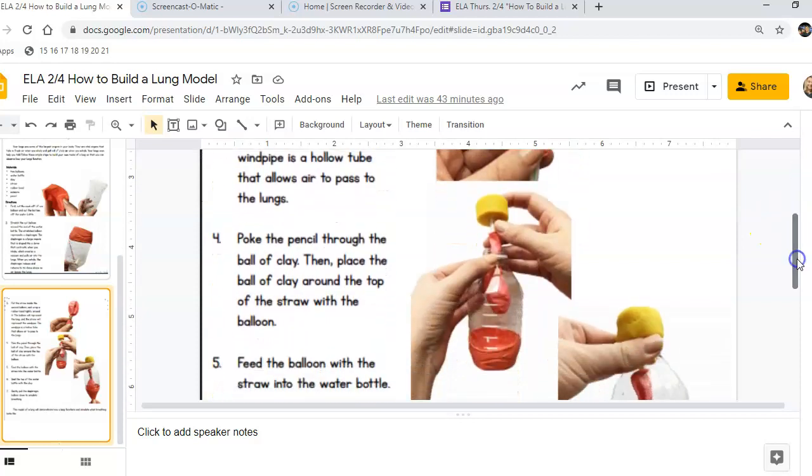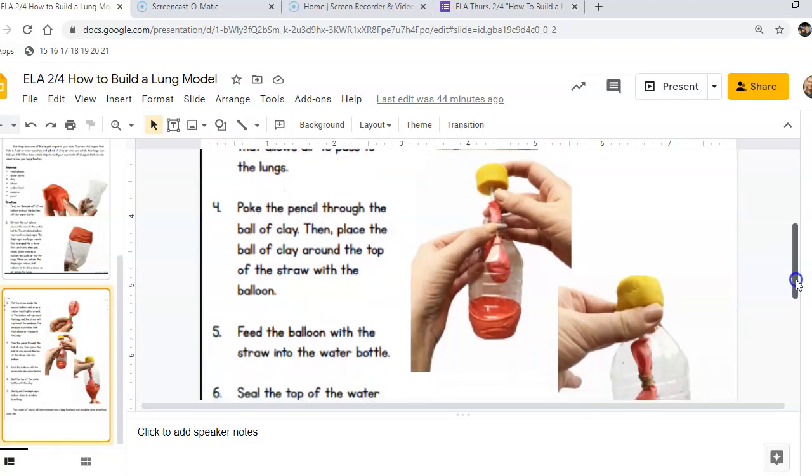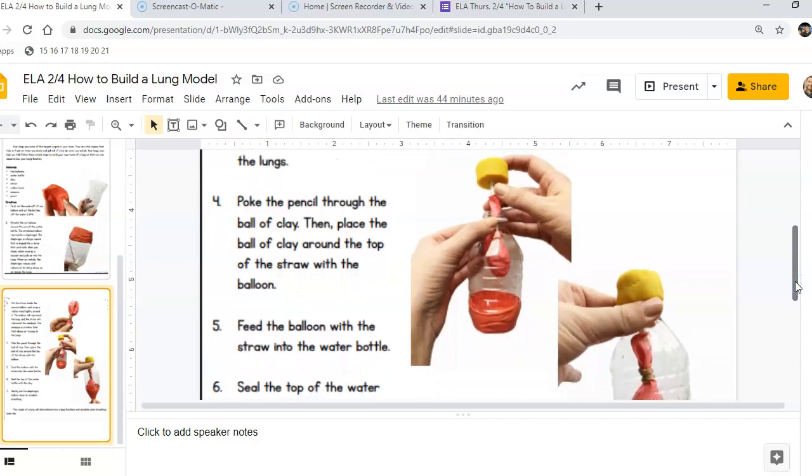Step 4. Poke the pencil through the ball of clay. So you can see that happening right there. Then place the ball of clay around the top of the straw with the balloon. So that straw that's attached to the balloon, you're going to put the ball of clay on through that pencil. Step 5. Feed the balloon with the straw into the water bottle. And they don't mean literally feed it. They mean to like siphon it in there, stick the straw and balloon into the water bottle.